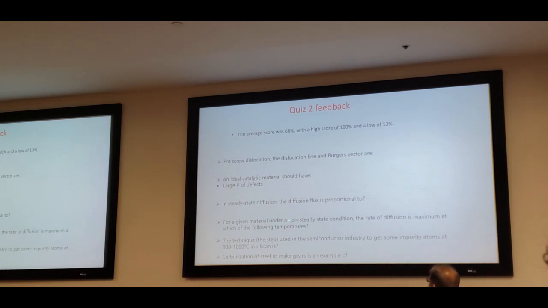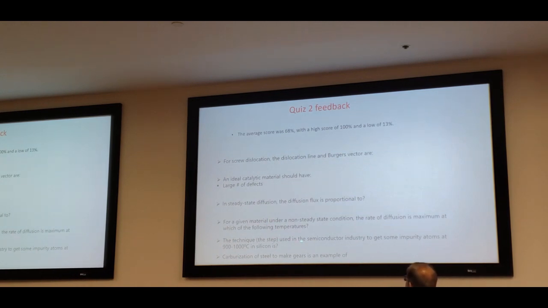For a given material under a non-steady state condition, the rate of diffusion is maximum at which of the following temperatures? What is the rate of diffusion? It increases with the increase in temperature. So the answer you should select is the highest value. That is, the rate of diffusion increases with the increase in temperature. That's the reason why I think 650 was the answer. I think that was the highest temperature.